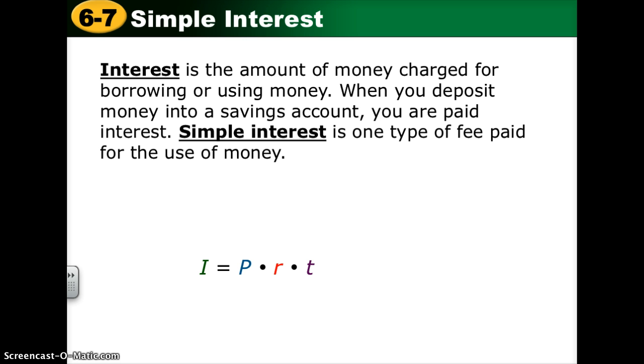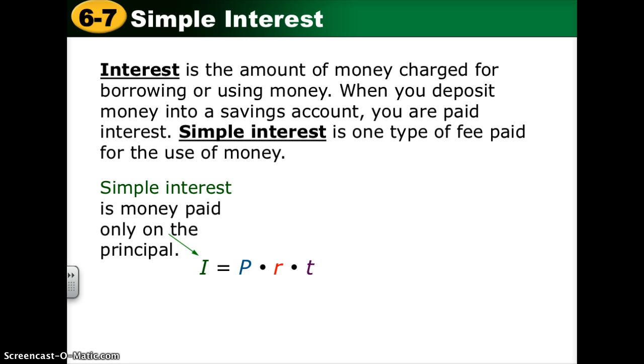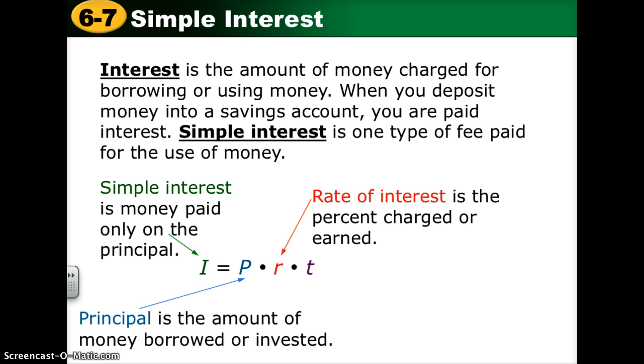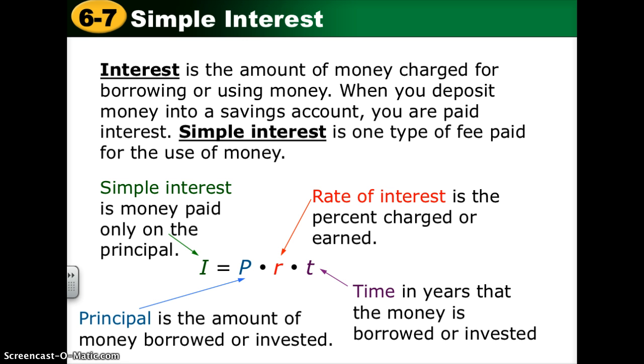The equation for simple interest is I equals PRT, or I-P-R-T. I stands for the simple interest, or the money paid on the principal. P is the principal, the amount of money borrowed or invested. R is the rate of interest, or the percentage charged or earned. T is the time in years that the money is borrowed or invested. This is important information, the equation and what each of the letters stands for, to get into your notes.